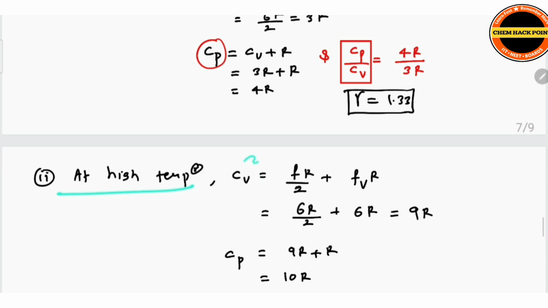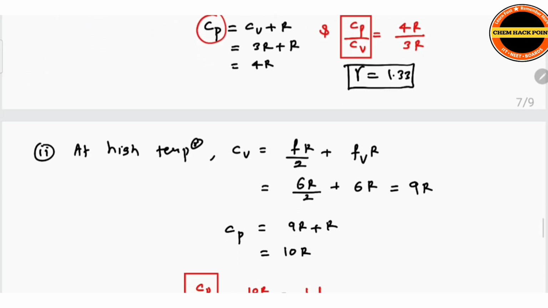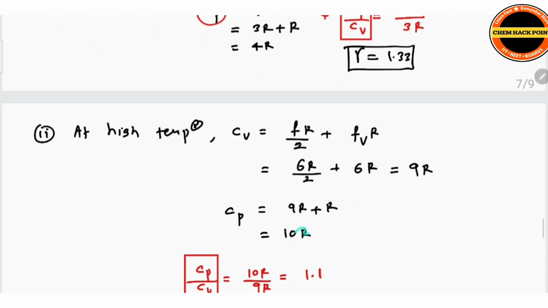At high temperature, Cv is F by 2R plus FvR, which you also have to consider. What is FvR? Vibrational degree of freedom. Just now we studied that the contribution of each translational and rotational degree of freedom is 1 by 2R. For vibration it is R. So 6R by 2 plus 6R, because in tetraatomic the vibrational degrees of freedom are 6 modes, 6R, is equal to 9R. Okay, it is 9R. So overall, Cp is 9R plus R, 10R.